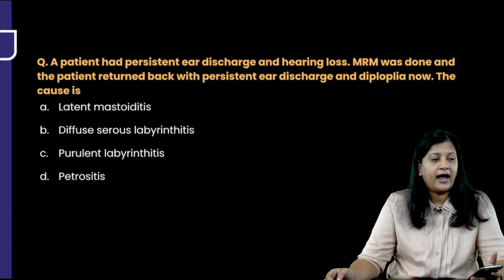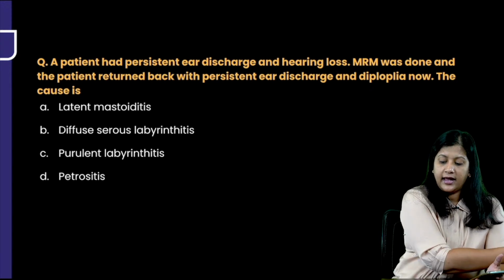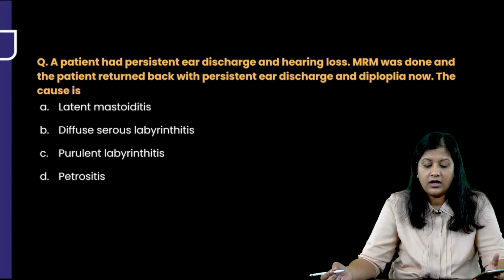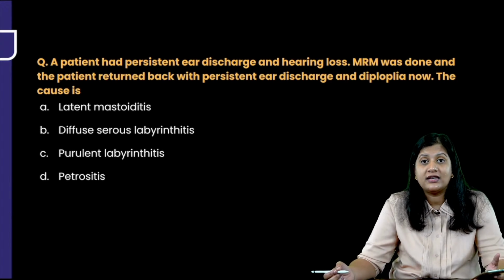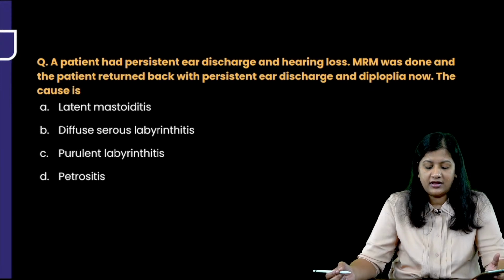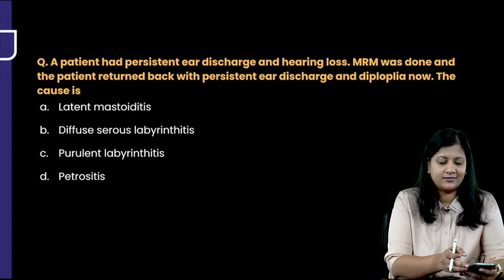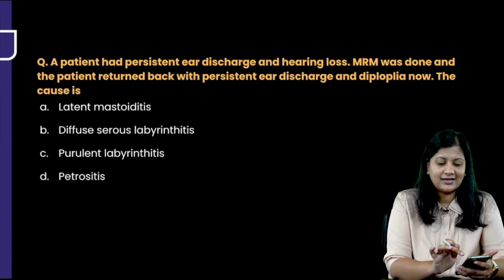A patient had persistent ear discharge and hearing loss. MRM was done and the patient returned back with persistent ear discharge and diplopia now. The cause is latent mastoiditis, diffuse serous labyrinthitis, purulent labyrinthitis or petrositis. So we've discussed this, so let me know your answers in the chat box.